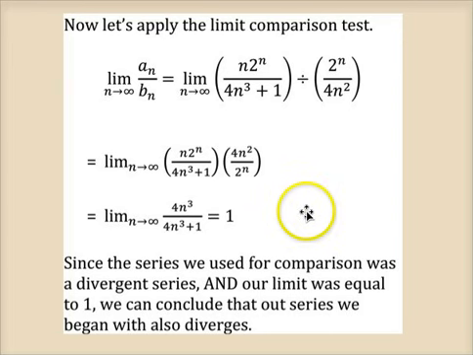So by the limit comparison test, if the limit turns out to be greater than 0, then both series converge or diverge. Well, since the one that we picked diverges, the limit comparison test tells us that our original one also diverges.